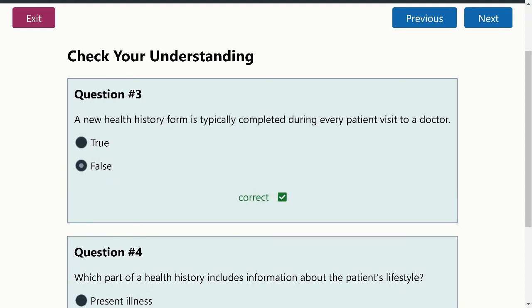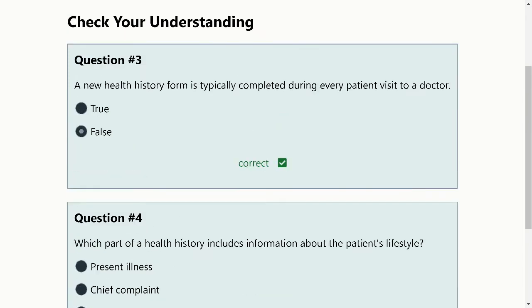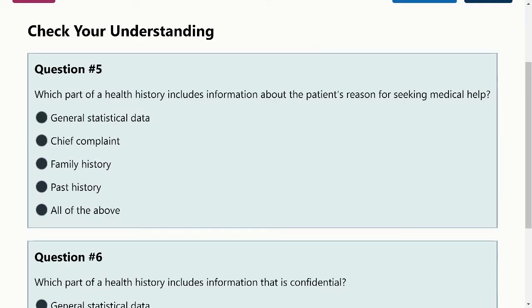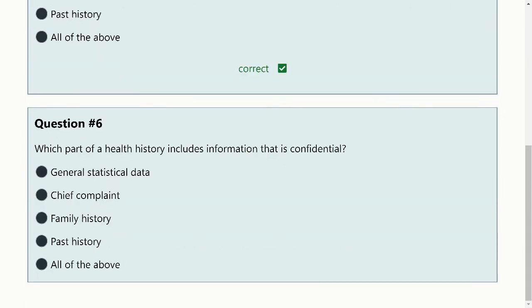Which part of a health history includes information about the patient's lifestyle? Psychosocial history. So you got psychosocial history. Which part of a health history includes information about the patient's reason for seeking medical help? Chief complaint. Which part of a health history includes information that is confidential? All of the above.